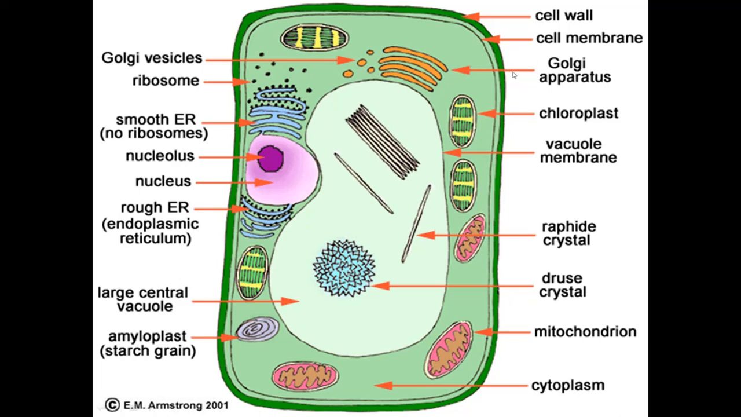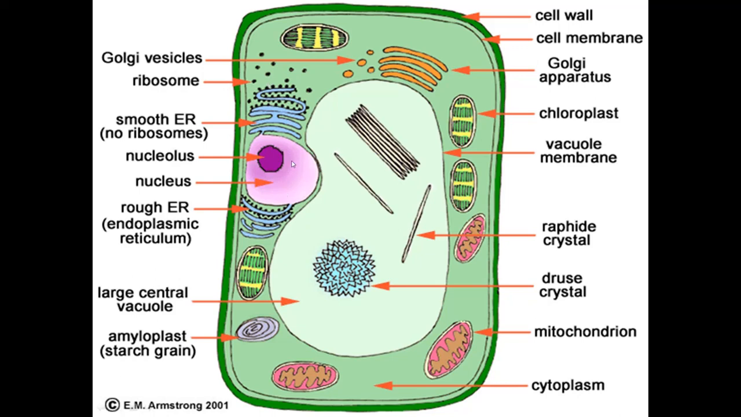These are the organelles present in the cytoplasm. You can observe Golgi apparatus, chloroplast, raphide crystals, druse crystals, mitochondrion, then starch grains, rough endoplasmic reticulum, smooth endoplasmic reticulum, Golgi vesicles, ribosomes.